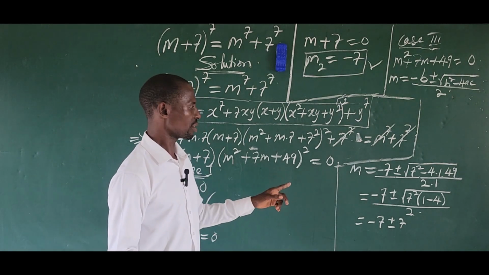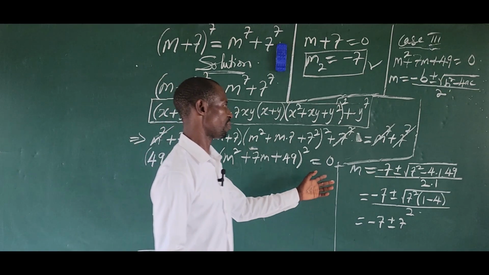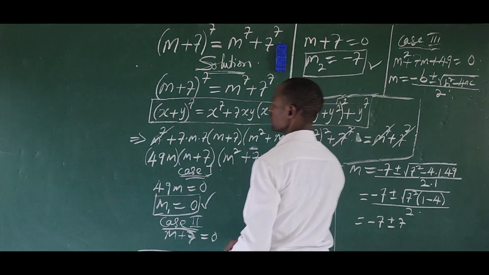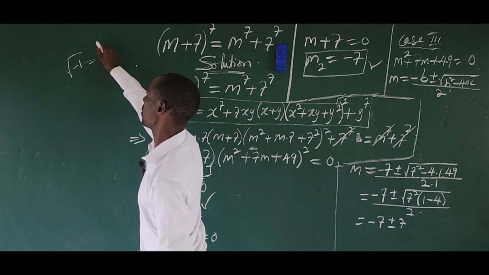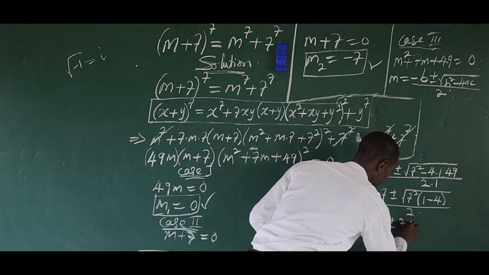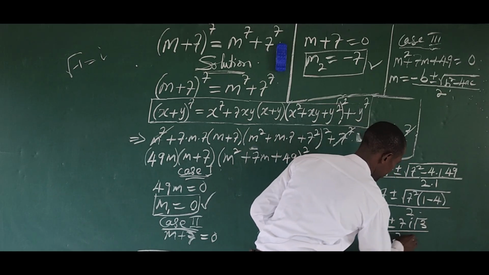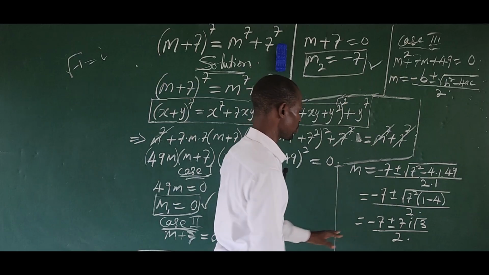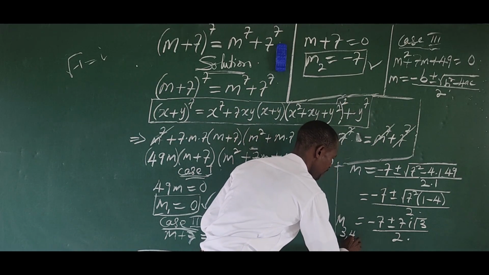And minus 3 can be written as minus 1 times 3. If we bring in our iota, we say that the square root of minus 1 is equal to iota. And so this expression can be written as iota root 3, all over 2. So we have two roots from here, our m3 and m4.